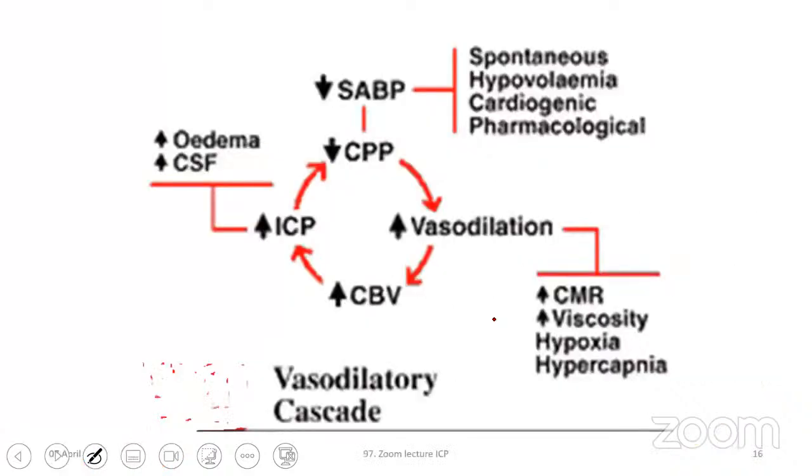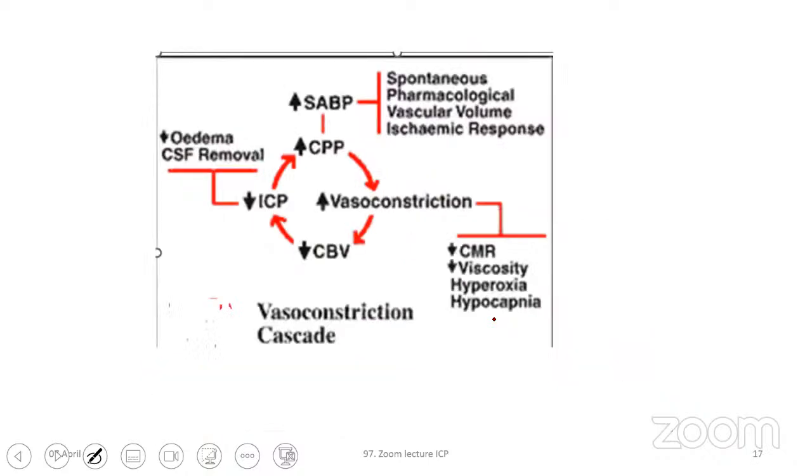So you can see the diagram. In the vasodilatory cascade, the causes are spontaneous, hypovolemic, cardiogenic, and pharmacological. If there is a drop in the systolic blood pressure, the cerebral perfusion pressure also drops, and there is an increase in vasodilatation and increased cerebral volume, increased ICP, edema, and CSF. This is a cascade that goes on like this.